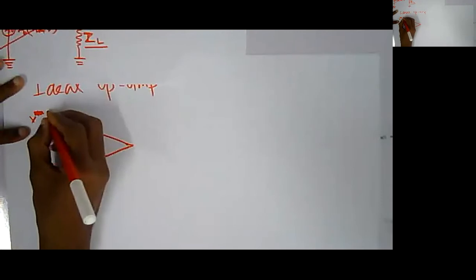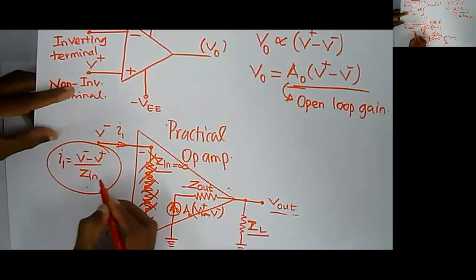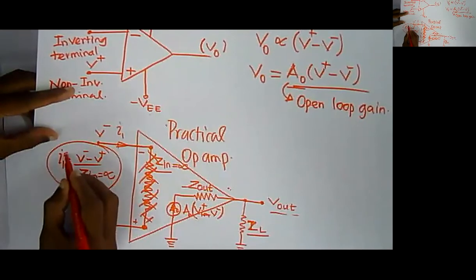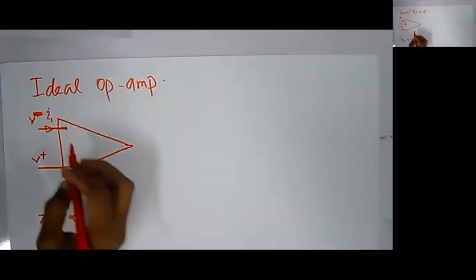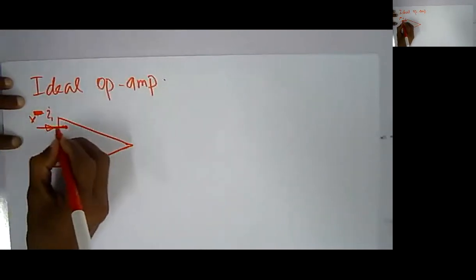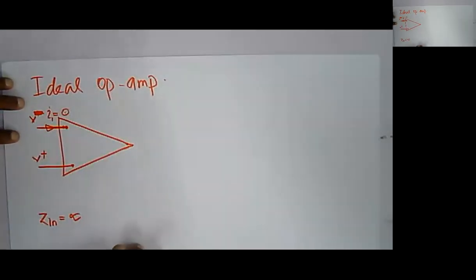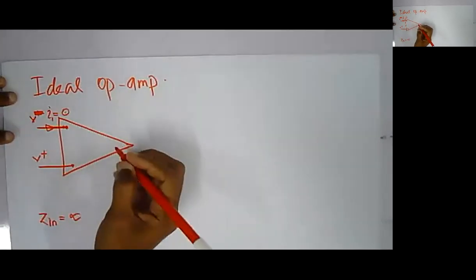Hence there is no resistance. Then what is the current entering into the operational amplifier? What is I1? Since it is open circuited, or the resistance is infinity, your I1 is V minus V plus by Zin. When Zin becomes infinity, I1 becomes 0. So for an ideal operational amplifier, the first golden rule is that the ideal operational amplifier does not draw any current from the external circuit. Since the input impedance is infinity, there is no current entering into the operational amplifier.